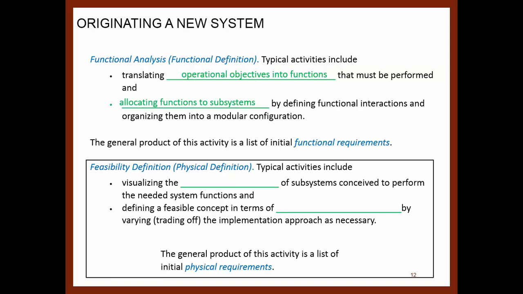Okay, so that's functional analysis, and then feasibility definition. This is the physical definition. Typical activities include visualizing the physical nature of subsystems conceived to perform the needed system functions. Defining a feasible concept in terms of capability and estimated cost by varying trade-offs in the implementation approach as necessary. The general product of this activity, which is the third activity, is a list of physical requirements.